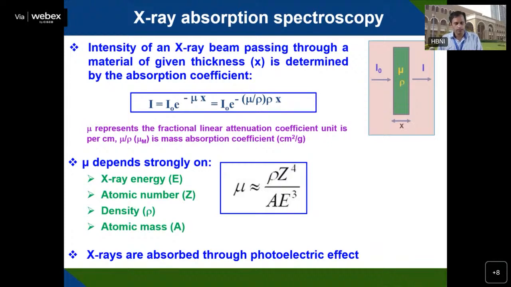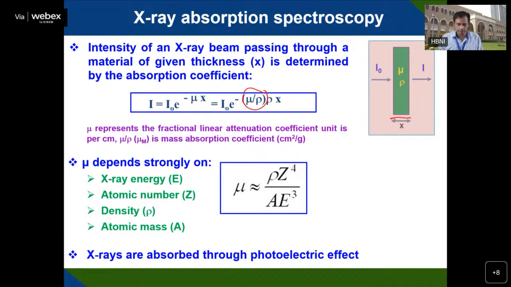As you know, consider the intensity of an X-ray beam passing through a material of a given thickness x. The absorption coefficient is determined by the equation I equals I0 e to the power minus mu x. Here mu is the linear attenuation coefficient, or we can express it as mu by rho, that is the mass absorption coefficient.